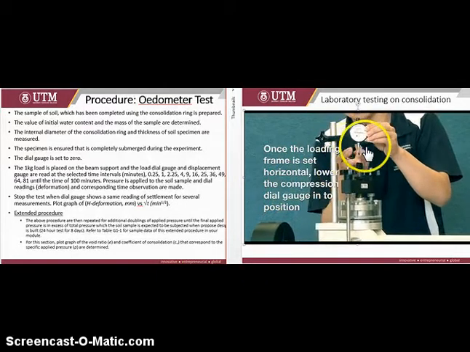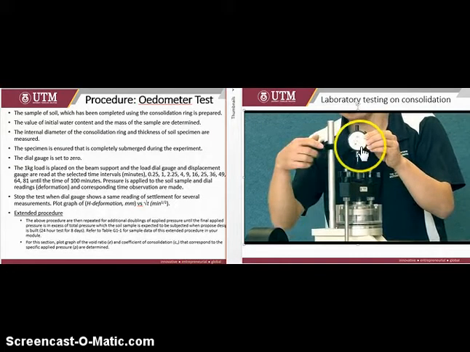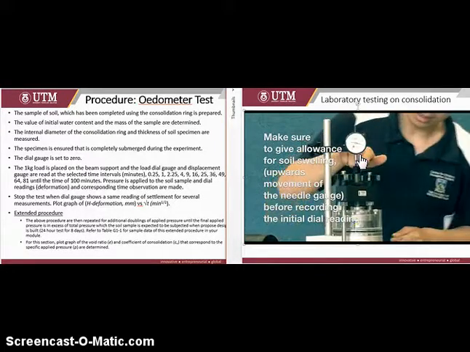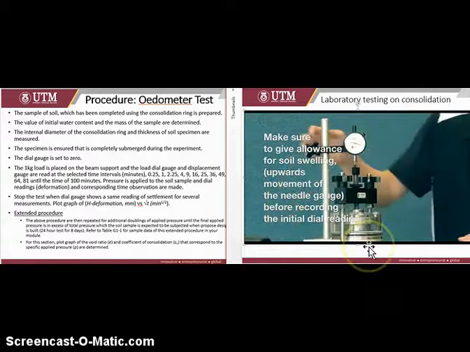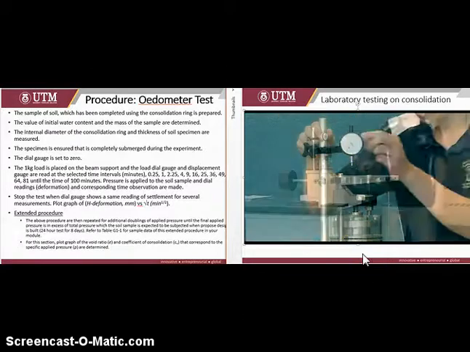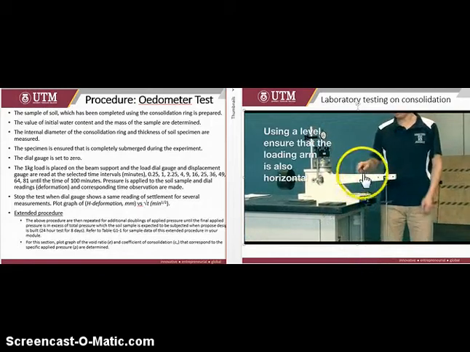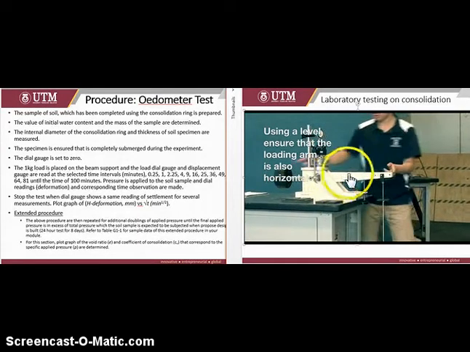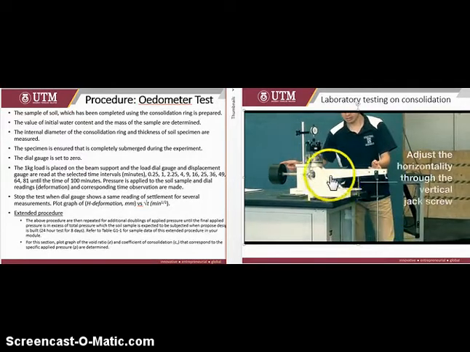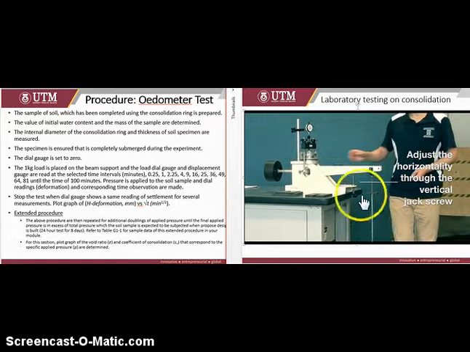And then after that, set the dial gauge. The dial gauge is where you can read the deformation. After that, you check again the level of the arm. Make sure it's in the correct level.